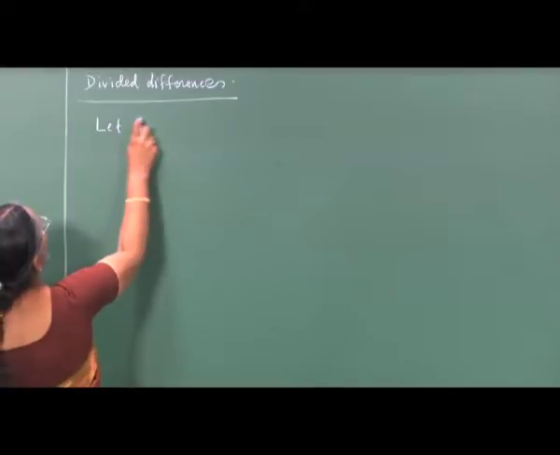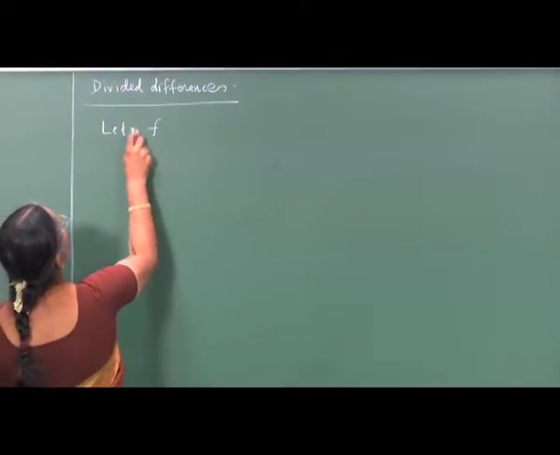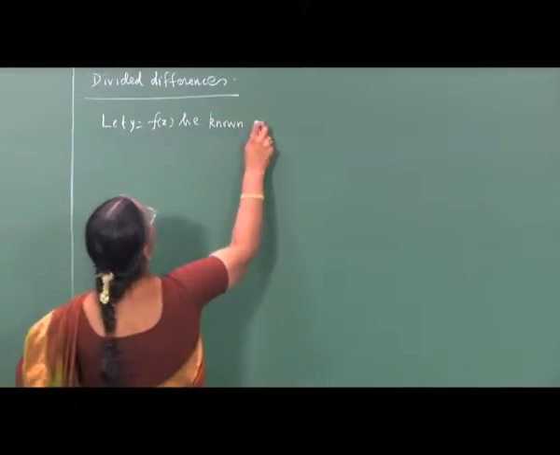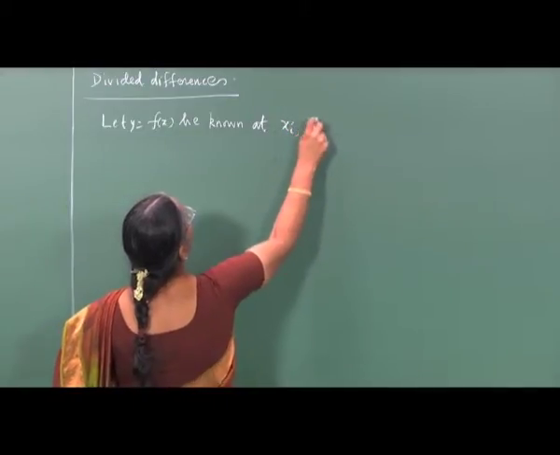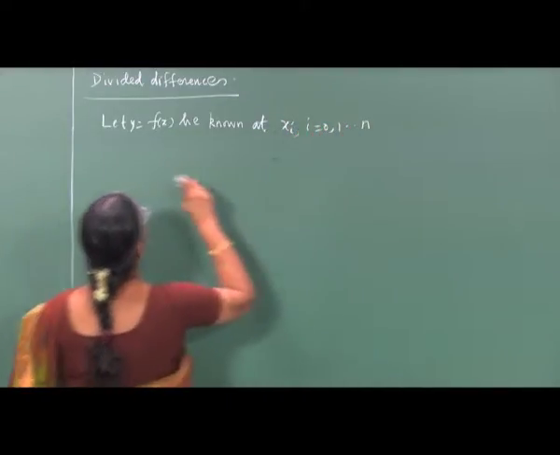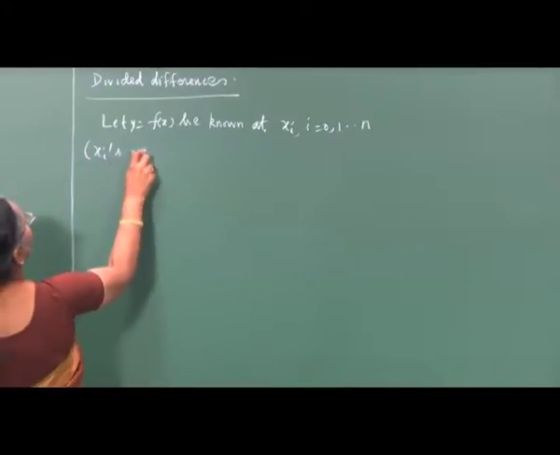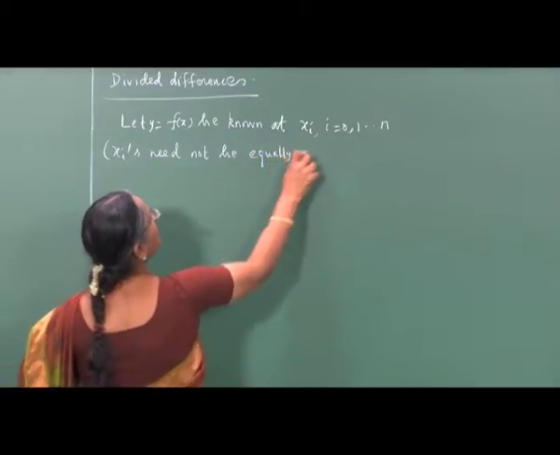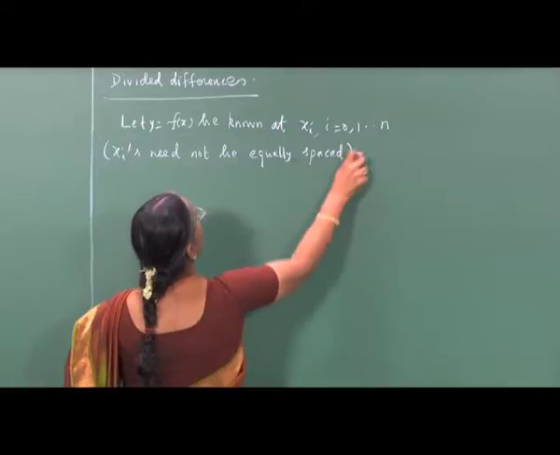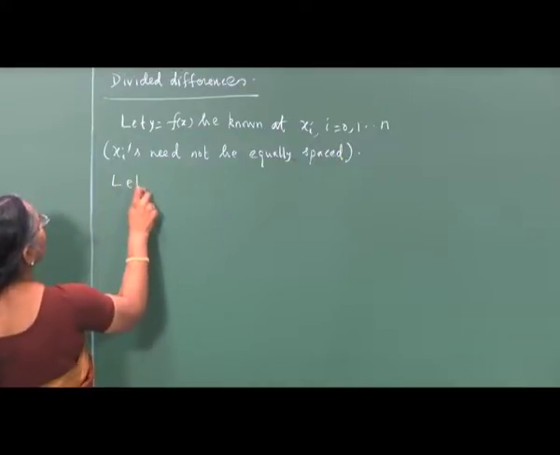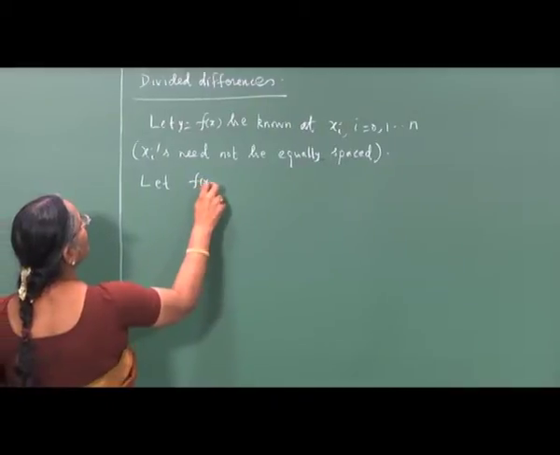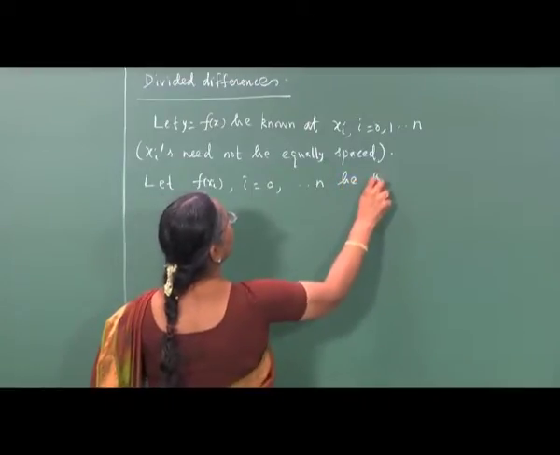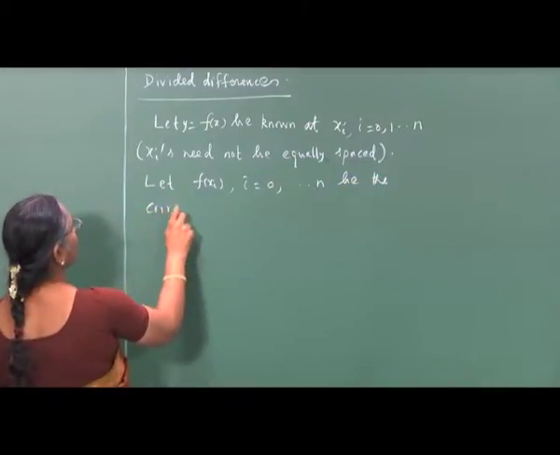So, let y equal to f of x be known at say points xi for i is equal to 0, 1, 2, 3 up to n. The xi's need not be equally spaced. And let f of xi for i is equal to 0, 1, 2, 3 up to n be the corresponding values.